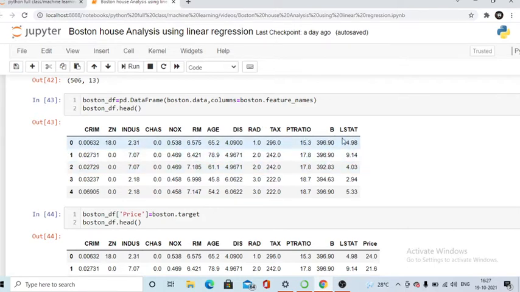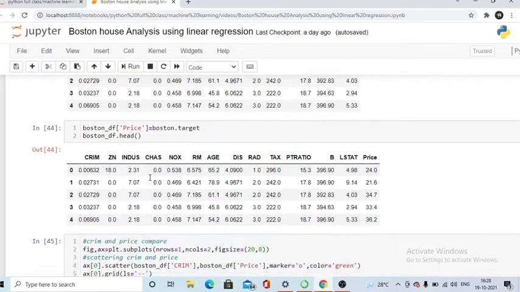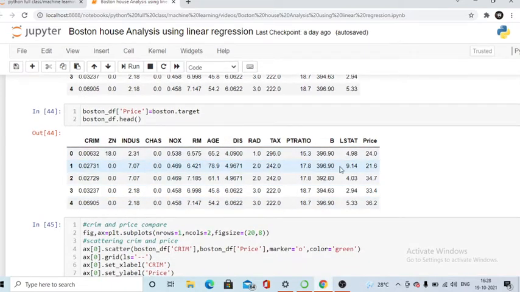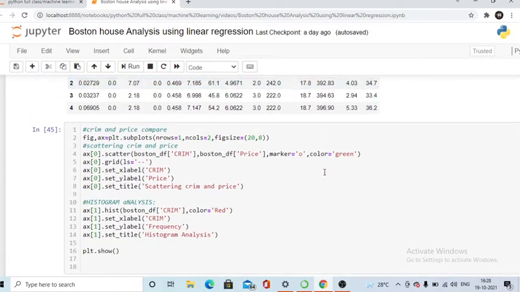And finally we have to add one more column here, that is our price part. So how will we add that? Simply we will write this line, and by writing this line of code, we will get our dataset this way, and one more column will be added with the name price.